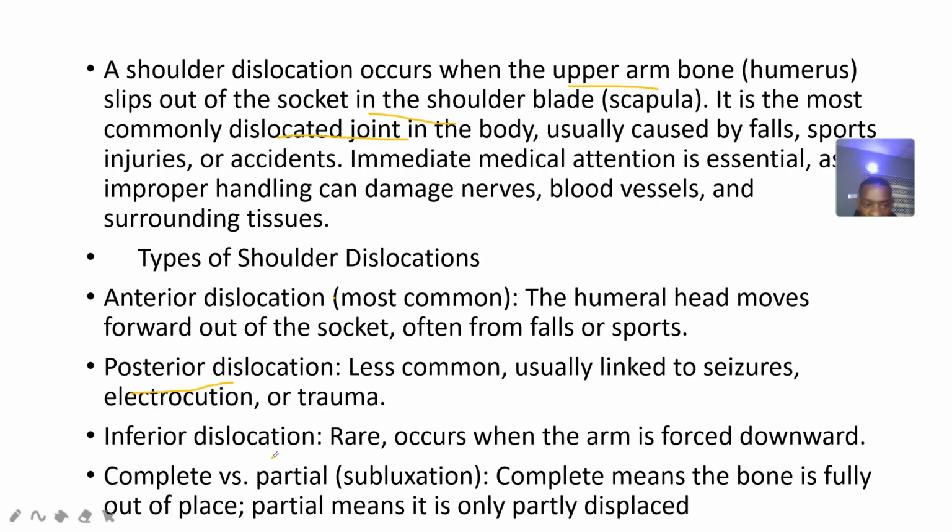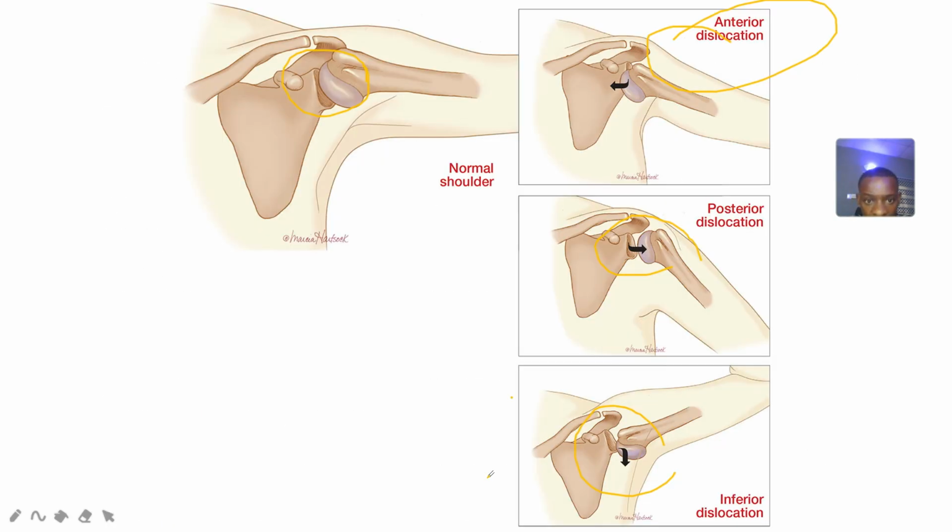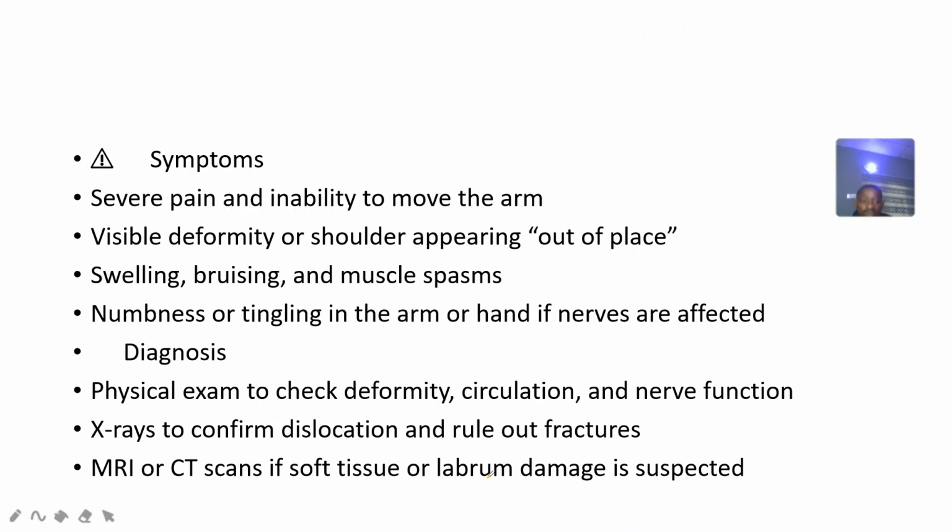Okay. Then sometimes you have a complete or partial dislocation, called subluxation. This one, the bone is just out of place, but not really that far. Okay. So that's what we have. Anterior dislocation, posterior dislocation, and inferior dislocation.